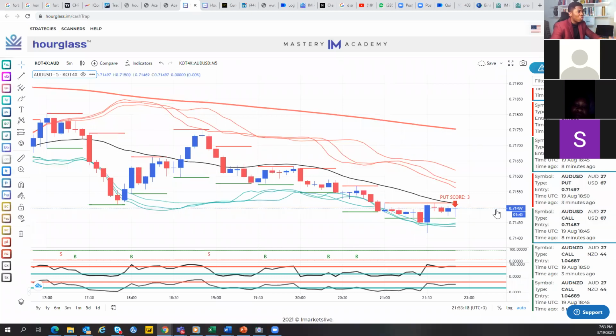Now we can see a put score of 3 right now. Why are we seeing a put score of 3? That's because price is above here, 1. This is 2. And what is the third one that Cash Trap is saying? I can see 1, I can see 2, and the arrow is the third one. It has reduced to 2 right now. So it's just 1 and 2.